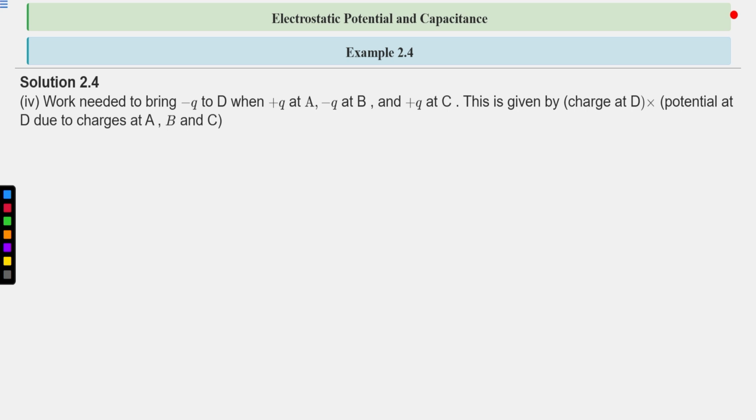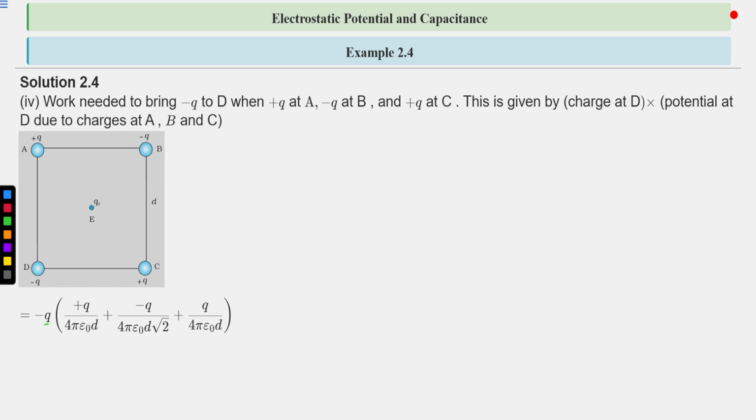This is again the same concept: the charge at D times the potential at D due to the other three charges A, B and C. Now these three charges are present, A, B, and C. Now, what is the work done to bring this minus Q to D? It is the charge at point D times the potential created by these three charges at this point.